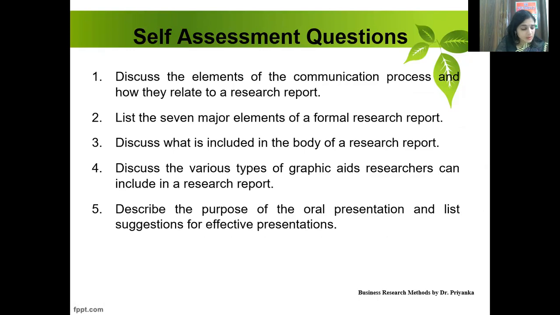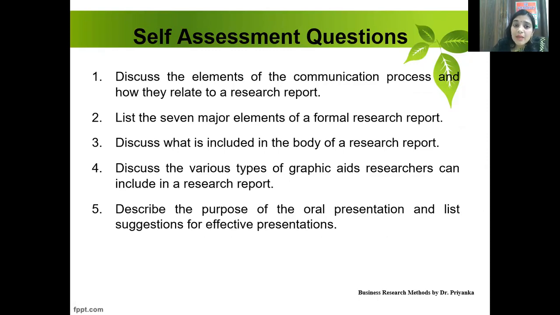Discuss the elements of the communication process and how they relate to a research report. The elements are, first, the communicator, that is you, if you are writing and making the report. Then the message, what kind of message you want to give to the readers, which is basically your whole research report. Then the medium, that can be the language in which you are trying to communicate.